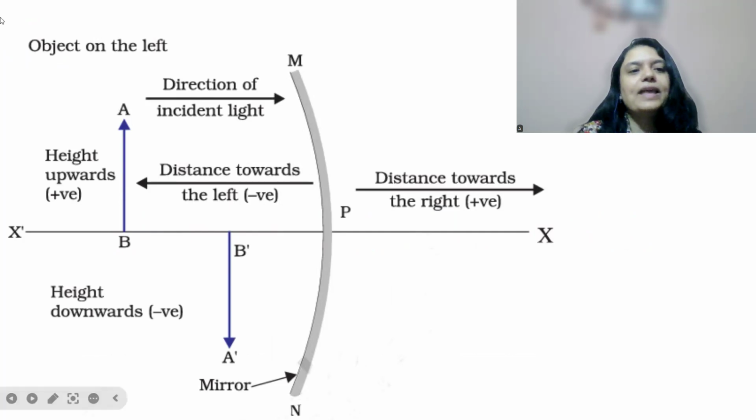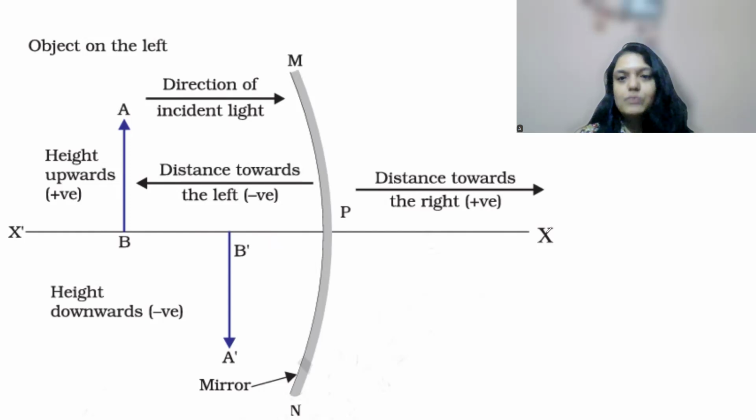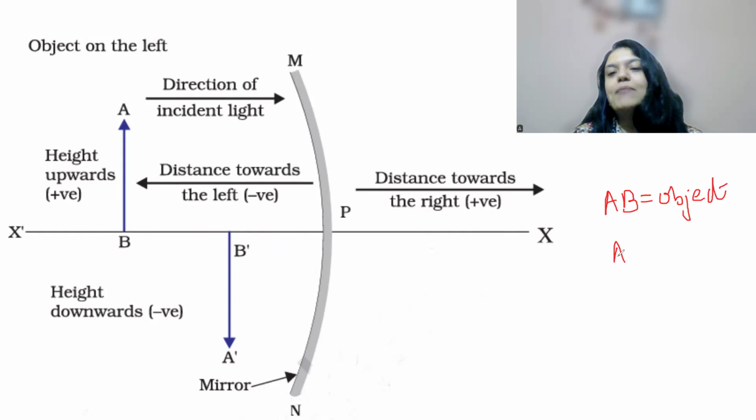Okay, so let's see. Now, this MN is considered to be the lens or the mirror, whatever you want to use. Now, this is the XX prime. You can consider this as your principal axis. P is the pole here because this has been considered as a mirror. That's why the object is kept on the left hand side. This AB is the height of the object. So AB is my object. A prime B prime is my image. So please note, AB is your object, and your A prime B prime is your image.